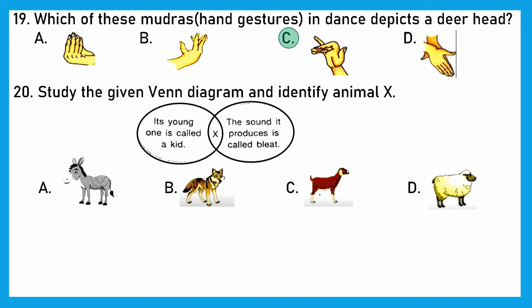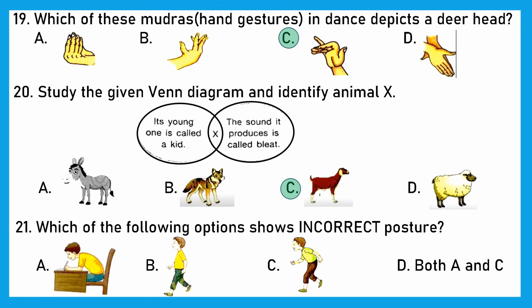Question 20. Study the given Venn diagram and identify animal X. Its young one is called a kid. And do you know who that is? Goat's young one is called kid. The sound it produces is called bleat. And there is an overlap. Both of these two things are related to one animal. And goat bleats also. So our right answer is goat. Not donkey, not fox, not sheep. So option C, goat, is the right answer.